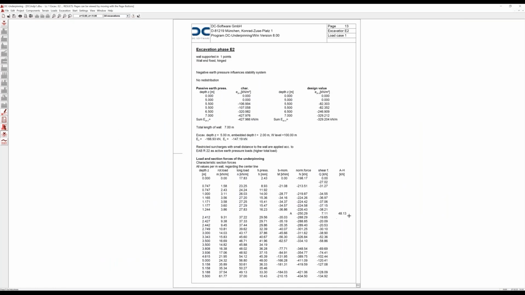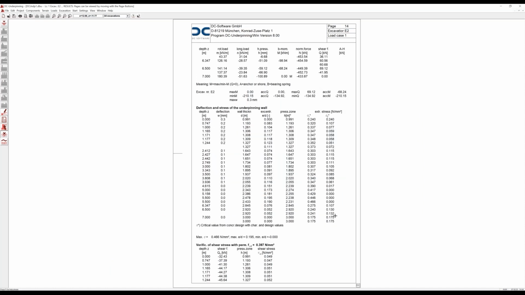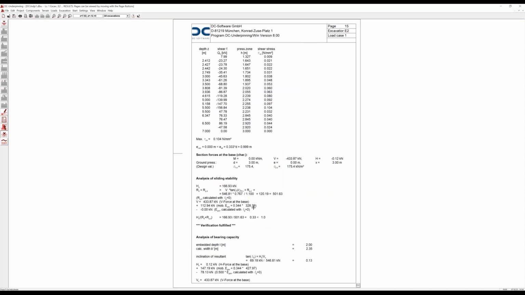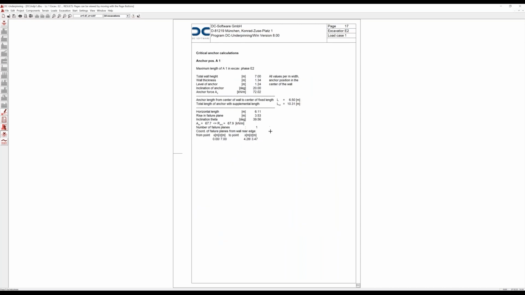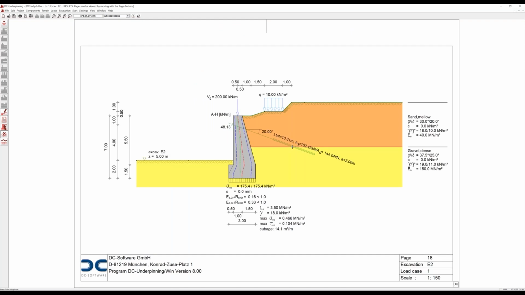We have a support force here, which is defining the anchor force. And again, deformation, stress, shear stress, sliding stability, bearing capacity, and the settlement, which is below 1 millimeter here. And finally, the stability analysis for the wall, for the anchor, which anchor length is required here to support these forces into the ground.